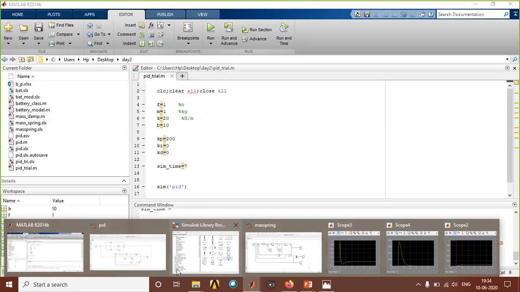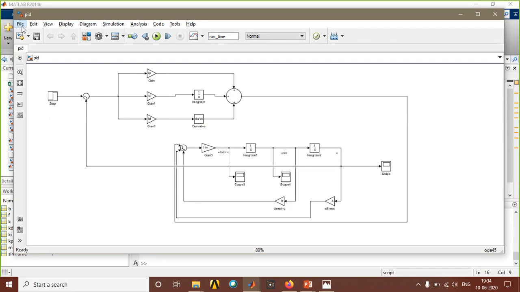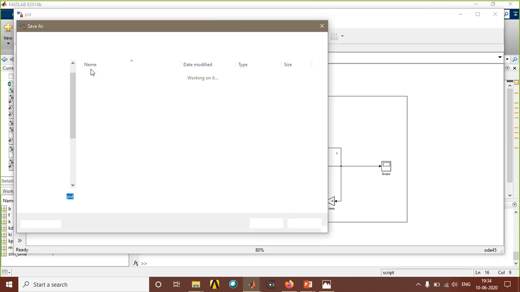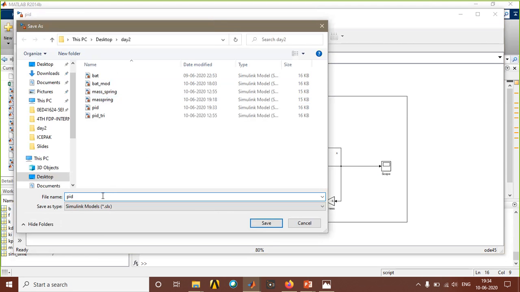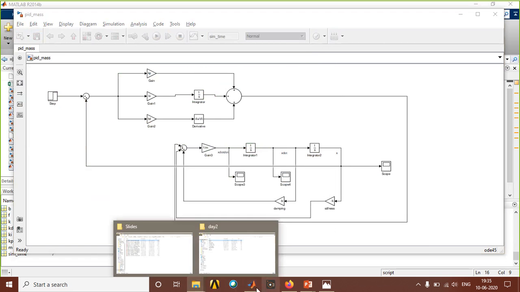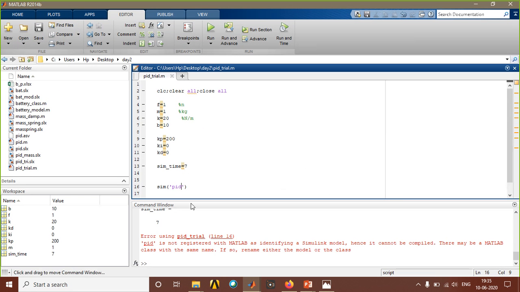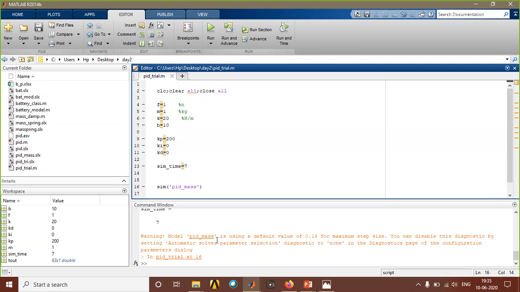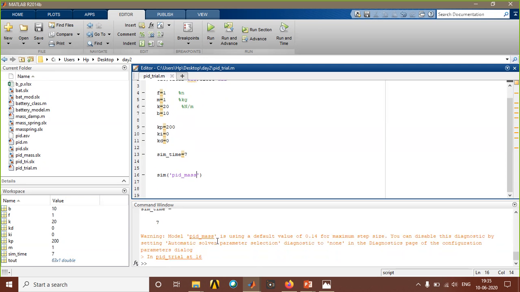Okay, again the name clash. PID mass. PID mass. So run it. Superb. Fine. So now I'm going to make plots over here to show the difference, because a lot of students had so many doubts. No, I'll make plots so that you'll understand how things work.